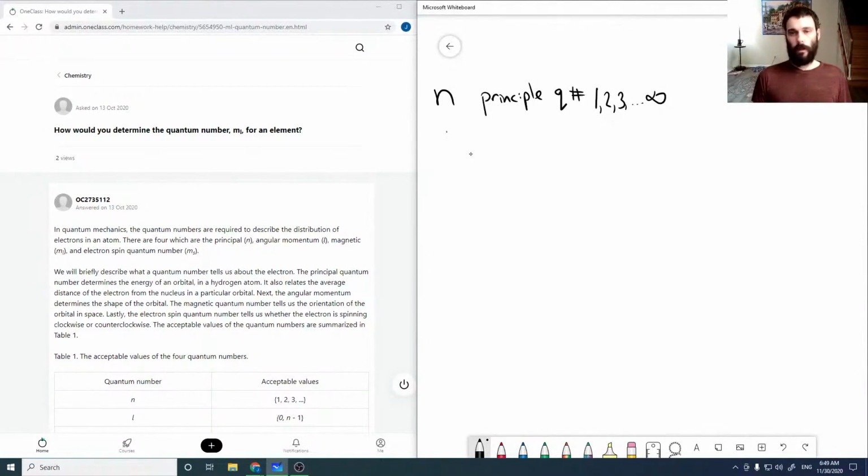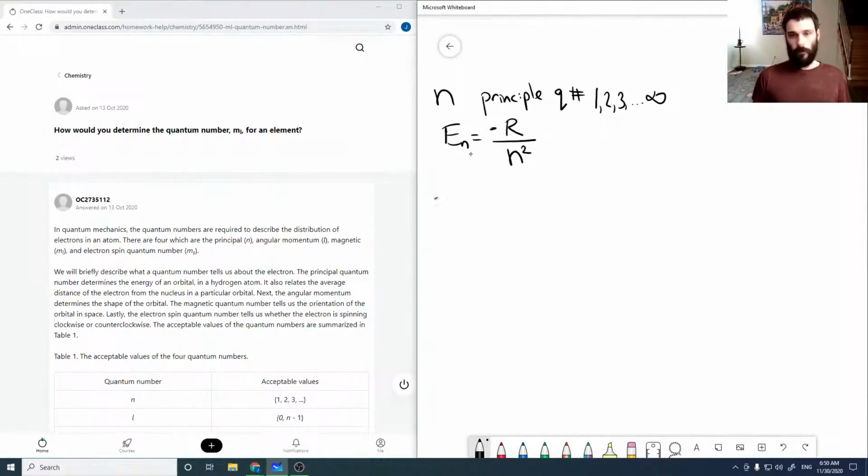So in a hydrogen atom, well, largely defines our energy, I would say. In a hydrogen atom, the energy is minus R over n squared, so that's the n. And so whatever state you're in, that's what the principal quantum number is. And so 1 is the lowest, and infinity is the highest.